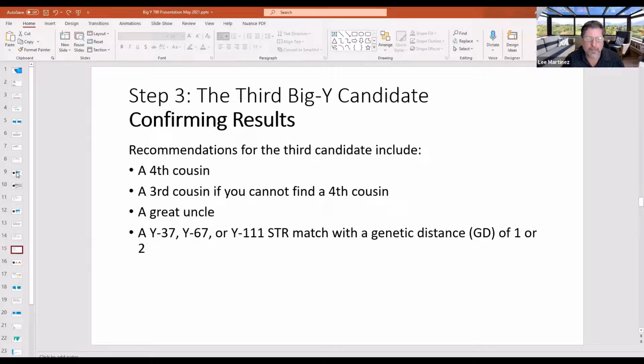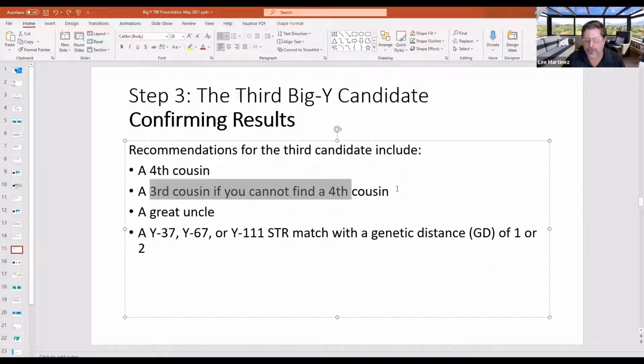So what I did is, if you can't find a 4th cousin, then you can maybe get a 3rd cousin, right? Or a great uncle. Or if you don't have either one of those alive, you can start looking at your STR matches and find someone, you don't know who they are, but their genetic distance is pretty close to you. So these are all different ways of going about it. I actually went for the 5th cousin route. I wanted to go farther back.